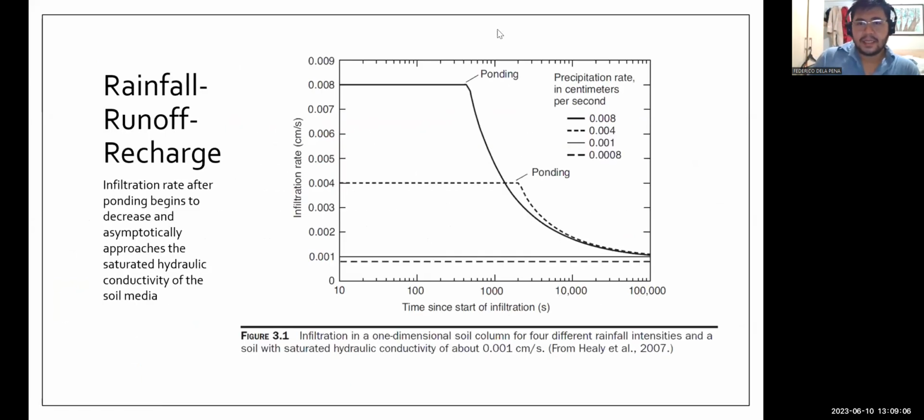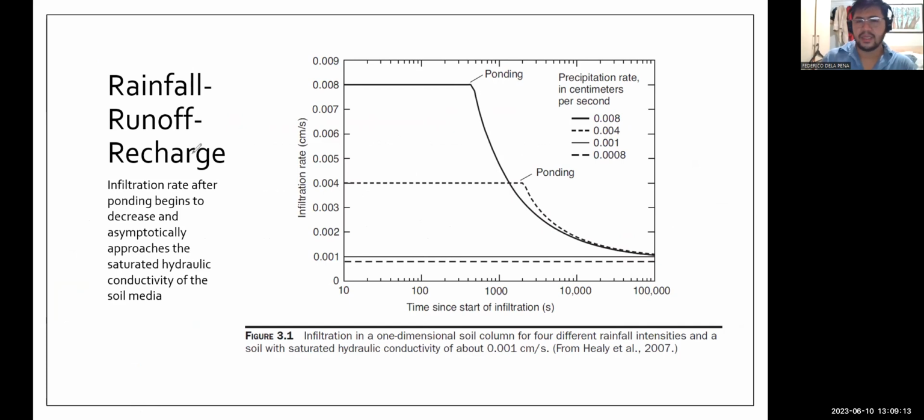And I think I already discussed this in exercise 1, or maybe not. Anyway, this is just how infiltration occurs. Basically, you're just getting infiltration. This is infiltration, this is infiltration, until you reach the point where the soil gets saturated.